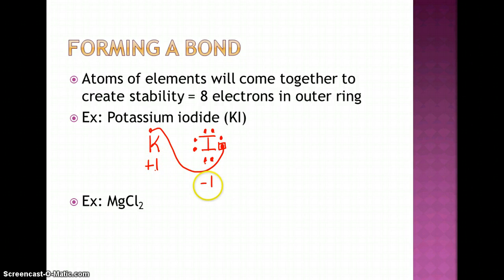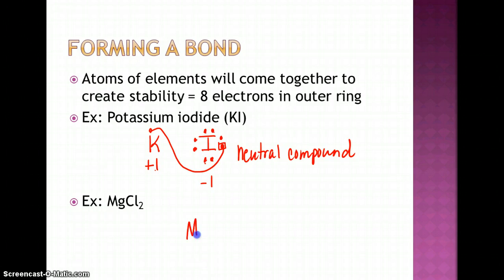Look at these two charges. They're equal but opposite. In this case, we do get a neutral compound. That's another thing that elements try to do, is to create neutral compounds. When they bond together, they will exchange electrons so that their charges are balanced.